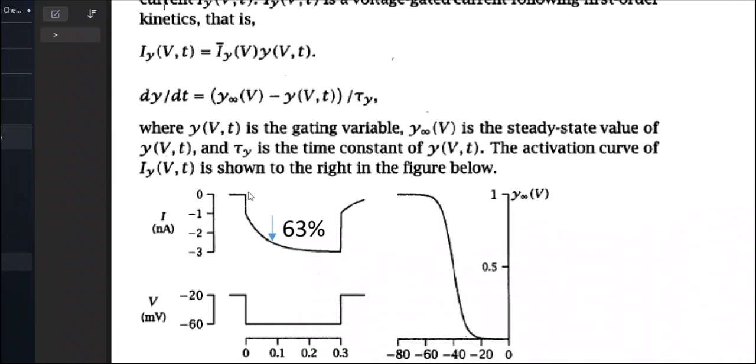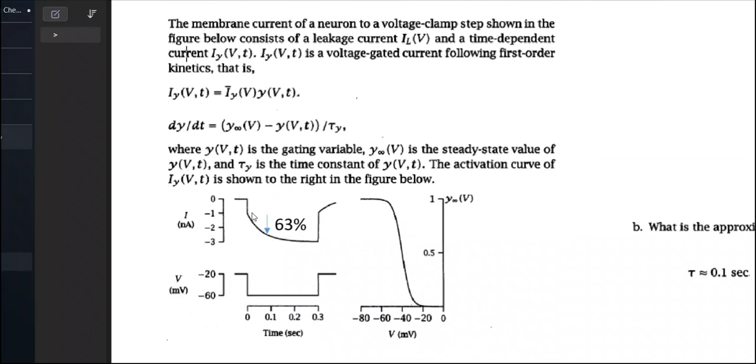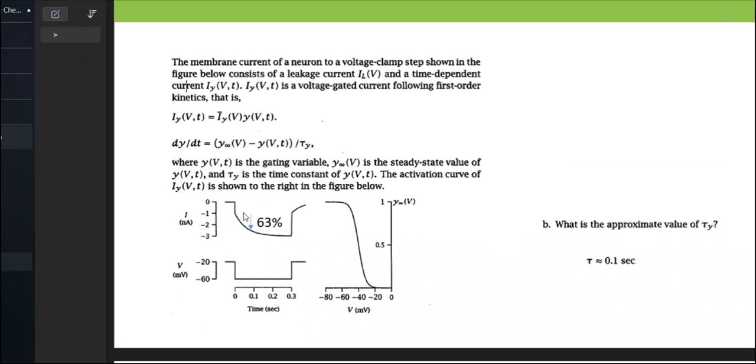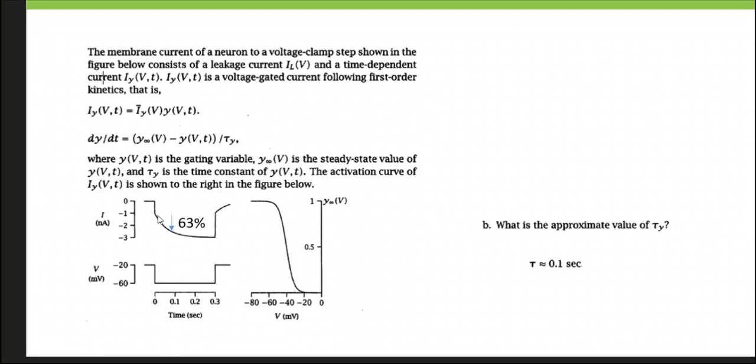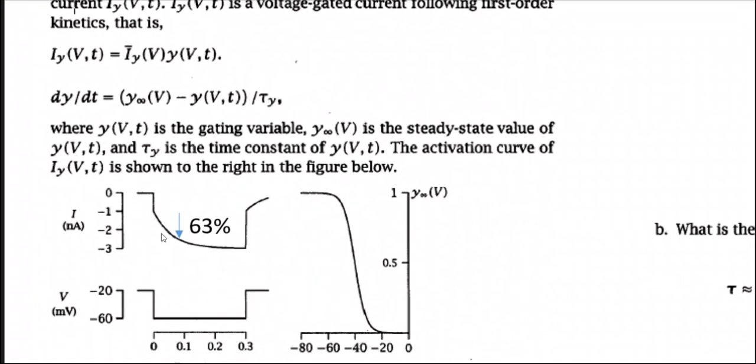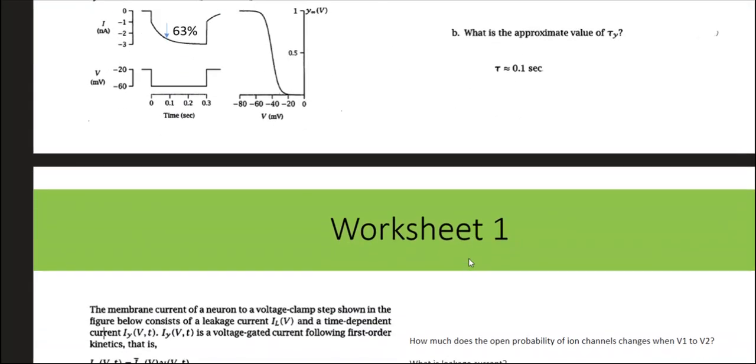However, this instant drop is called leakage current, and I'll explain that later, but it is not of the neuron of our interest, but of some other variables. So we ignore that, and we just look at this magnitude from -1 to -3, which is 2, and 63% of the 2 is about here. So at that point it's around 0.1 second, and the time constant is about 0.1 second.